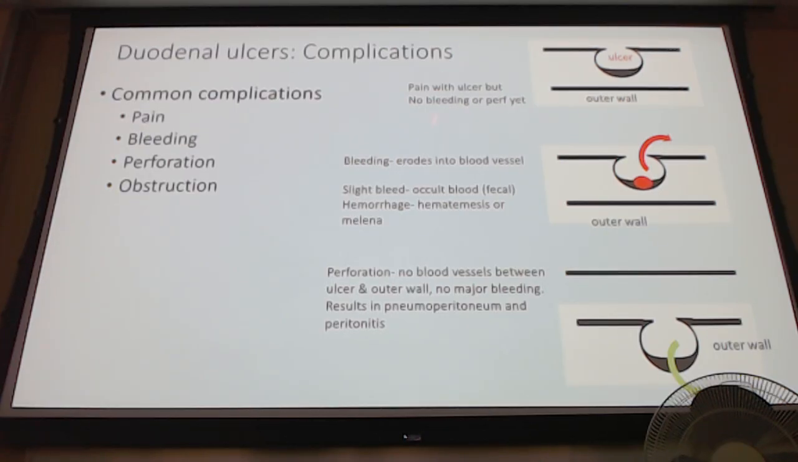Okay, this goes through the sequelae of what happens. You have pain with an ulcer, but no bleeding or perforation yet. Then when that ulcer erodes into a blood vessel, you have bleeding. You may have occult blood in the stool, or you may have hematemesis or melena, depending on where it's coming out. If it erodes even further, to perforation, you have no blood vessels between the ulcer and the outer wall, so no major bleeding, but you're going to have pneumoperitoneum and/or peritonitis.